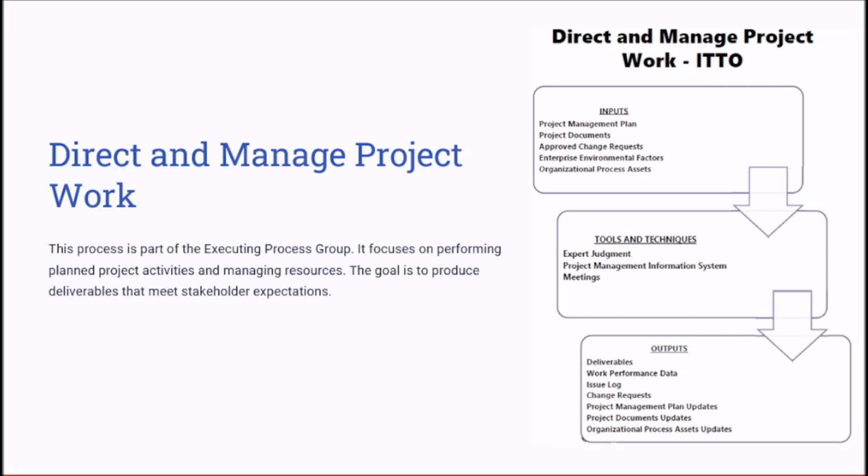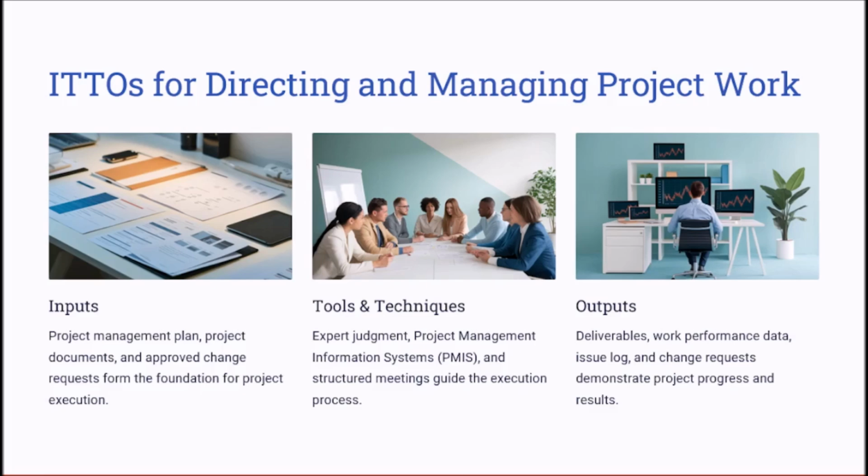Let's now dive deep into each of these inputs, tools and techniques, and outputs. To start with, the inputs for direct and manage project work. The success of direct and manage project work depends heavily on its inputs. The project management plan serves as the central guide here, outlining how activities are executed. The project documents, such as the stakeholder register, ensure all parties' needs are addressed.